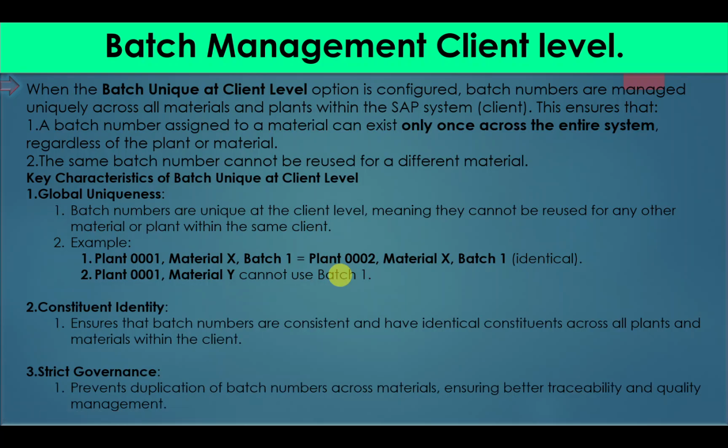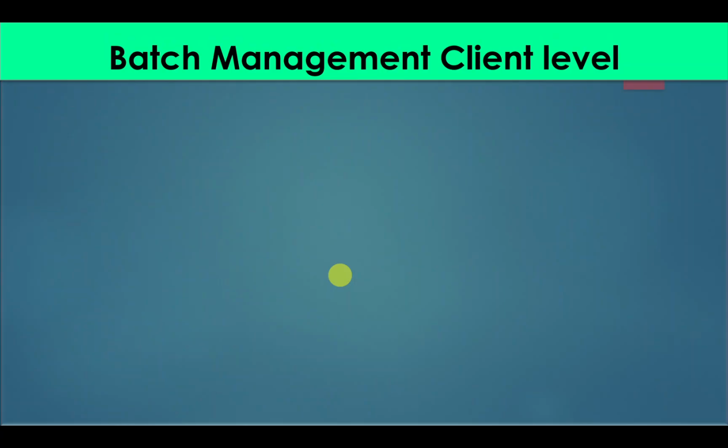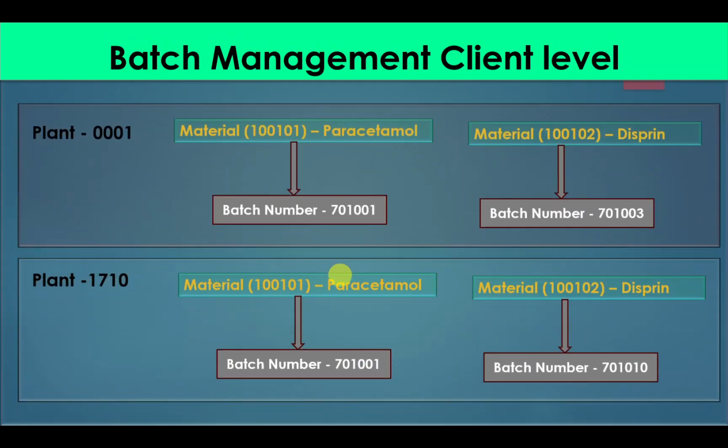So it is used because of strict governance, and it also ensures that batch numbers are consistent and have identical characteristics. And this is the example where you can see batch number at client level for same material can be used in different plant, but other material cannot use the same batch number anywhere in the client.